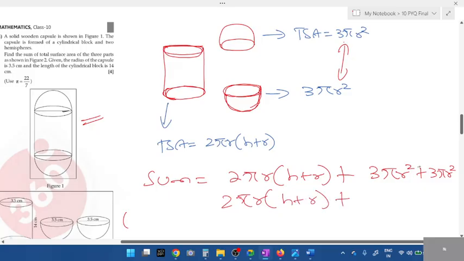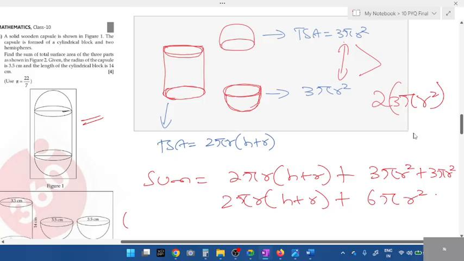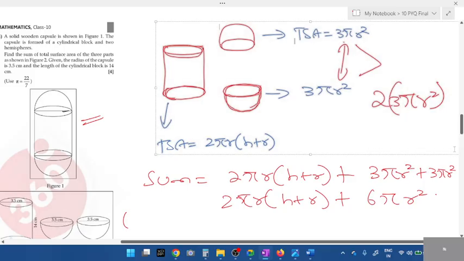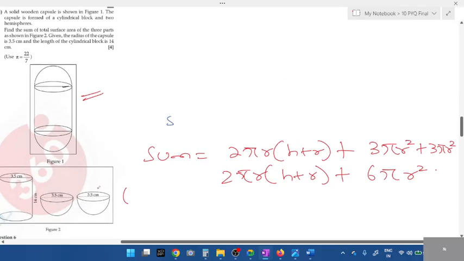What is 3 plus 3, students? 6 pi r square? Yes. Or there are 2 hemispheres, 2 into pi r square. If you open the bracket, 2 3s are 6 pi r square. Fine, this is how we have to solve. A diagram is not required. Even in the exam, sometimes they might give you this figure.